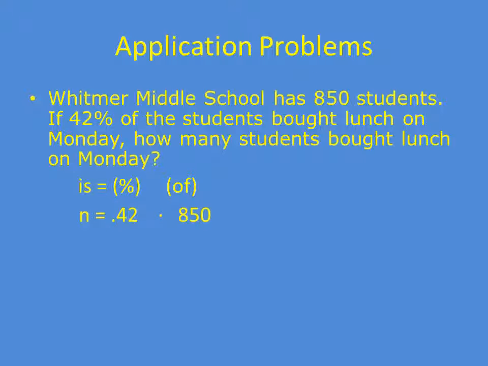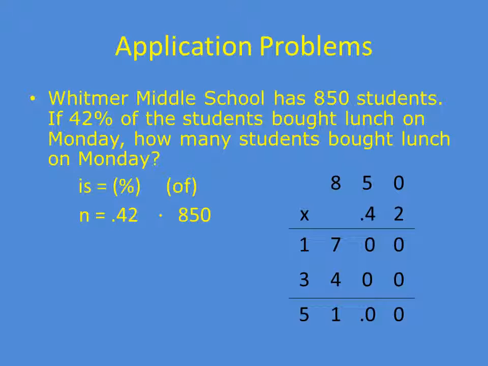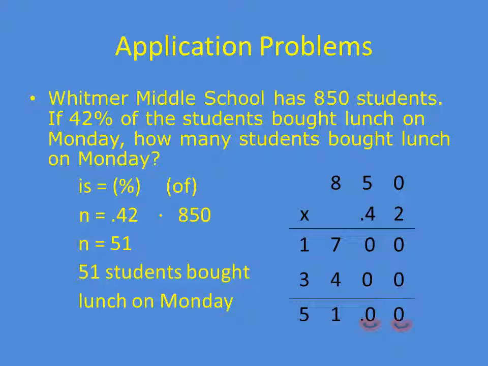So here's how I would set up my equation. I'm going to change that 42% to a decimal times 850. Here's my multiplication. I've got 850 times 42 hundredths, which gives me 51 after I pull my decimals in. So n is going to equal 51. So the answer to my problem here is 51 students bought lunch on Monday.